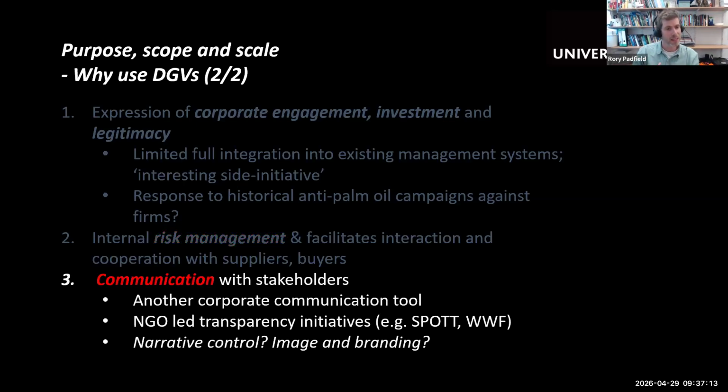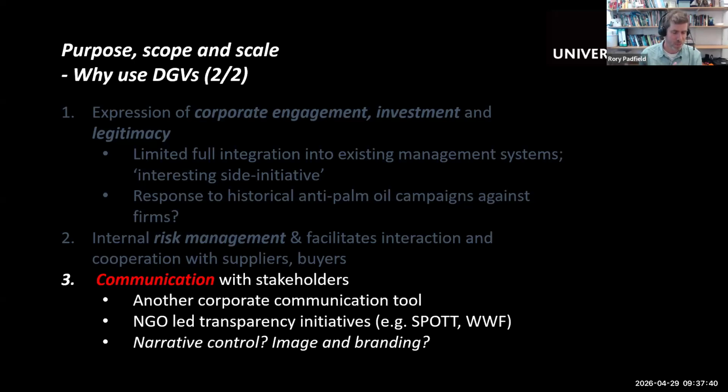And then thirdly, why use DGV? Well, certainly as a communication tool. So the very fact that the presentation that I mentioned, that launch event, was in London, I think that's key here, that there's a communication objective here about the tool. So you could say, well, is it just parked alongside other types of corporate communication tools that they have?